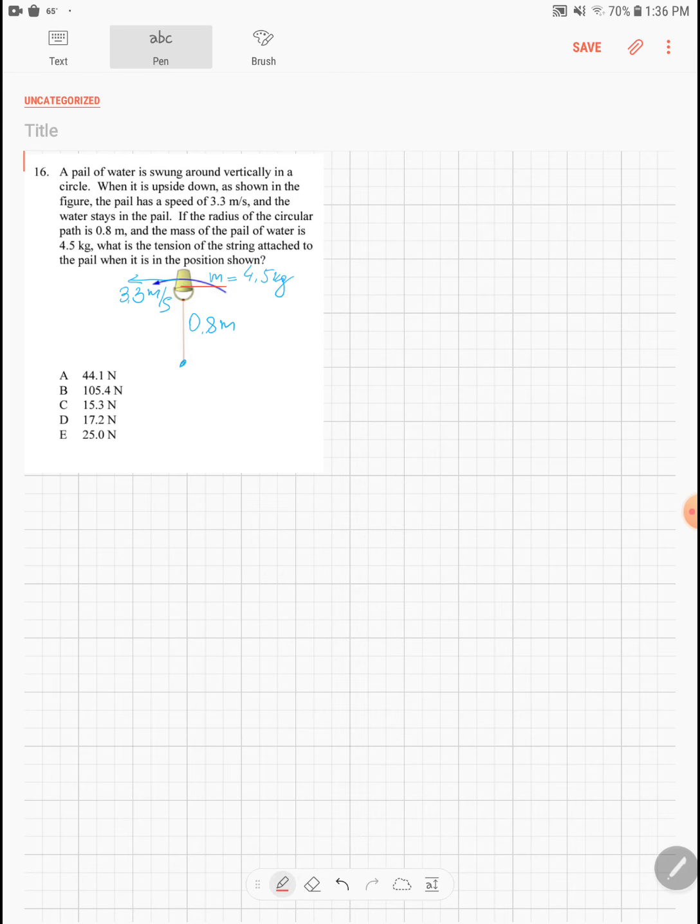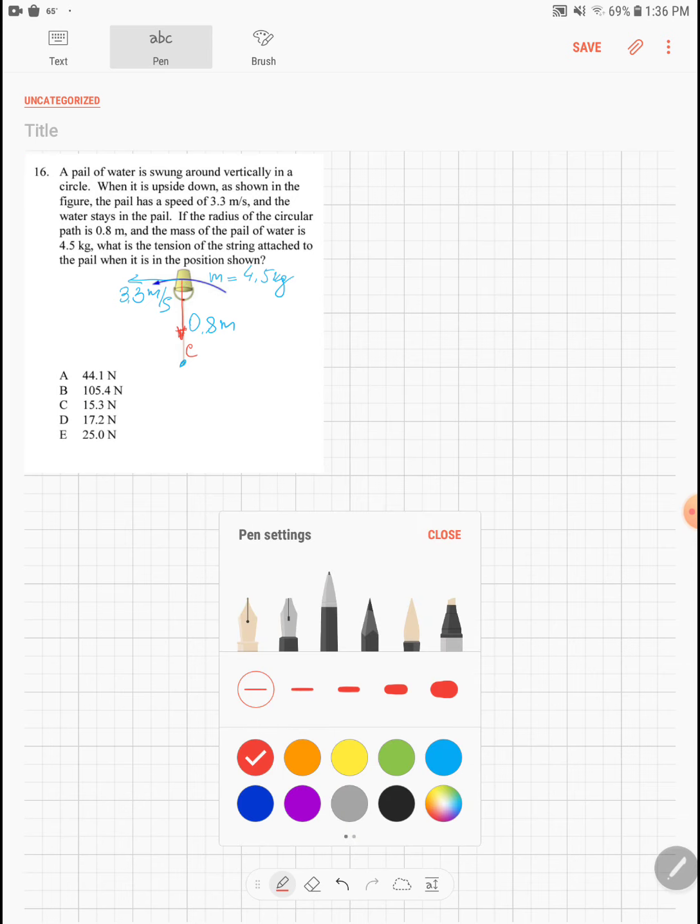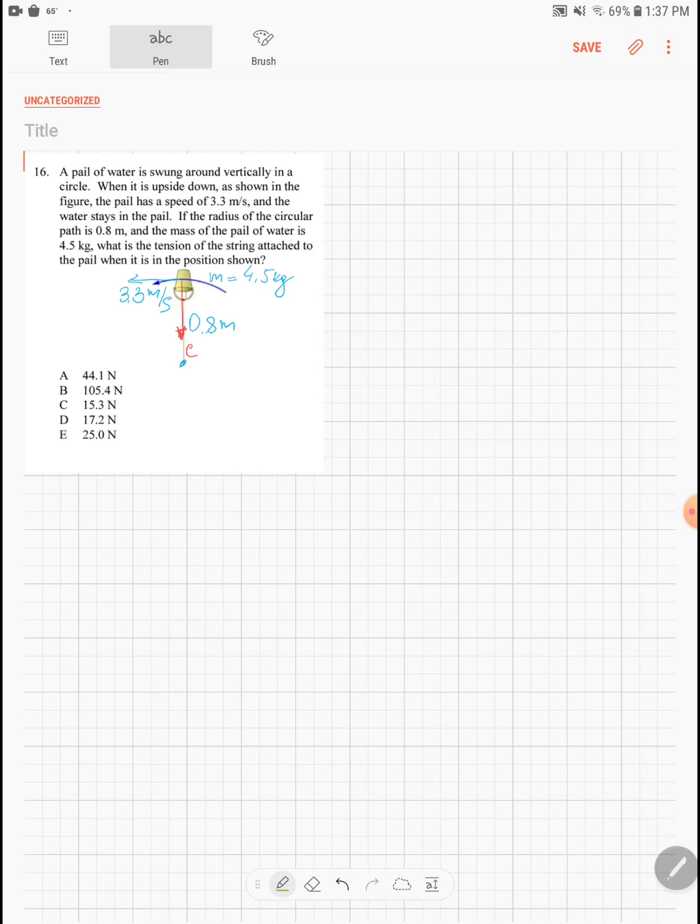First of all, let's define the centripetal and tangential axis. So this is the centripetal axis. This is the only one we will need to use right now. And we need to define the forces which act on this bucket of water. So there is a force of string tension.